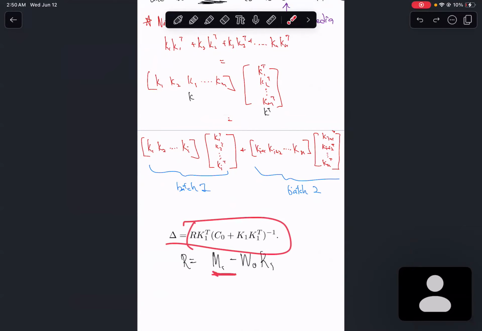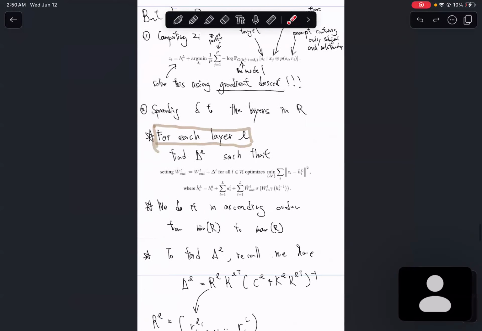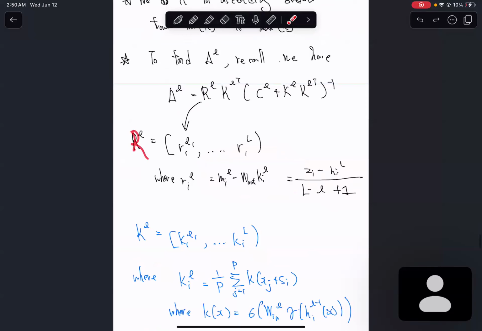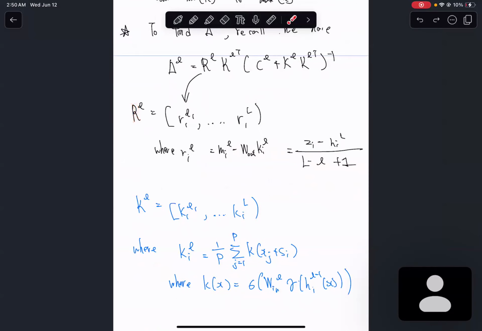And L is M1 minus W0 K1, right? So you have L to be Mi, and this is the old weight, and these are the new keys. And I set this to be the Zi minus HIL, and they spread it in proportion. So this is how R is constructed. K is constructed over here.